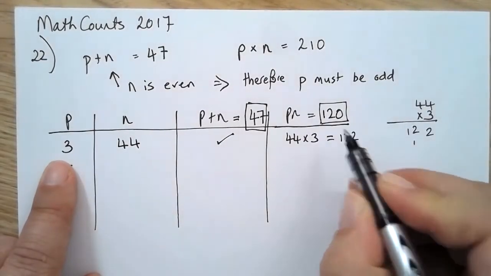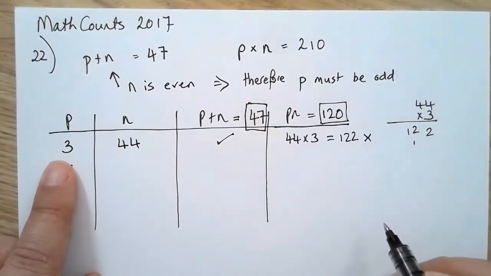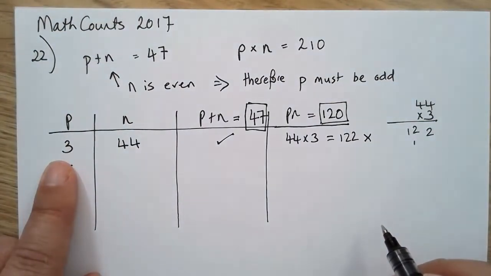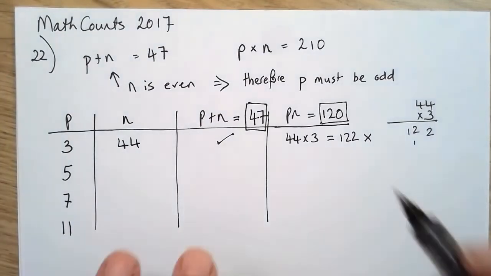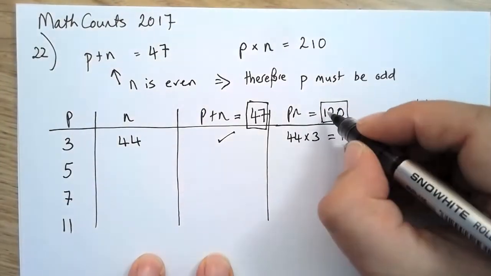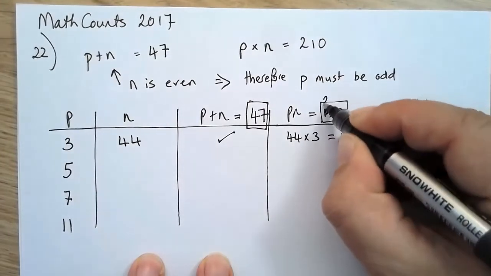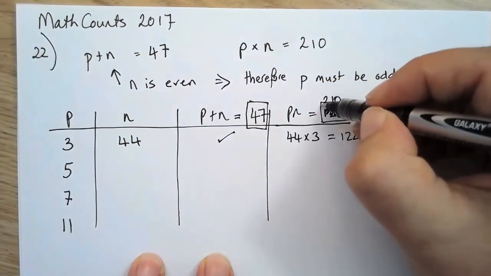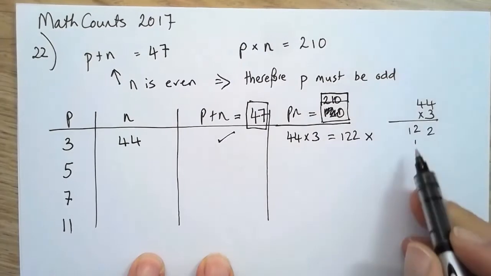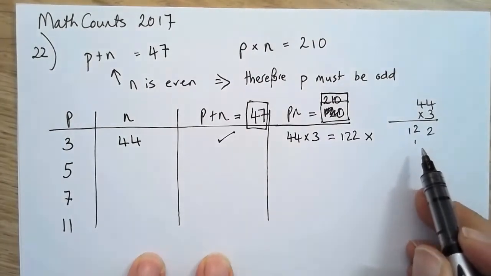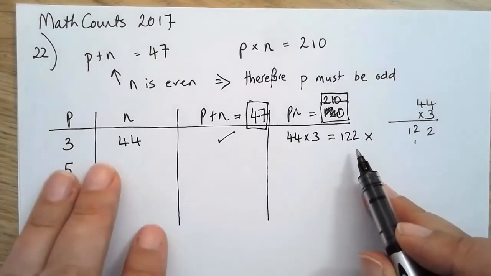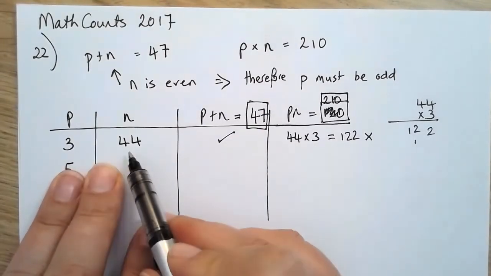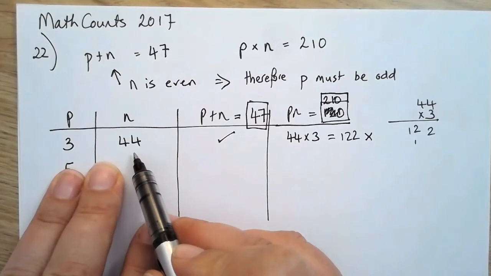132. Not what we want, 210. It's not 210, is it? Okay, I thought it was really close then. That was a bit of a shock. Right, so that is not 210, so therefore P cannot be 3, N cannot be 44.